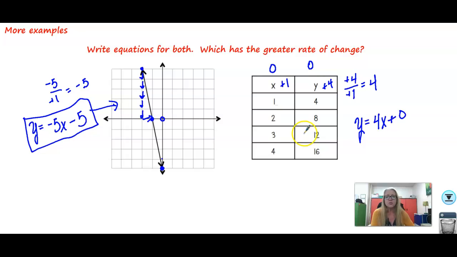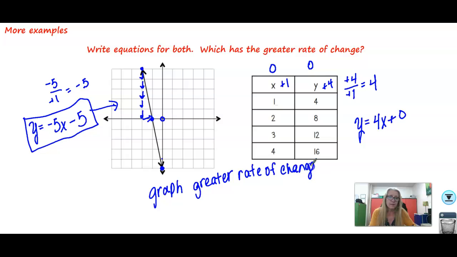What we're asking is which one is slopier, okay? It doesn't matter if it's going up or down, which one's steeper, okay? And in this case, the -5 is the steeper one. So the graph has the greater rate of change. Even though it's negative, it's still steeper. Okay. So the graph has the greater rate of change here.